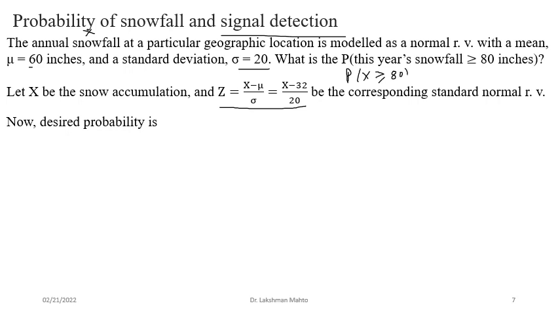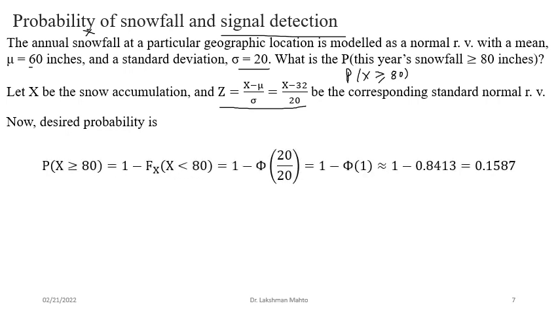So this tail probability we are willing to compute. We can compute it with the help of the standardization process. The probability that x is greater than or equal to 80 is a tail probability, which is 1 minus the CDF of x at 80. Everyone knows this relation. Now we perform standardization. We deviate x by the mean of x, and after that we divide by sigma, performing the standardization operation on both sides.